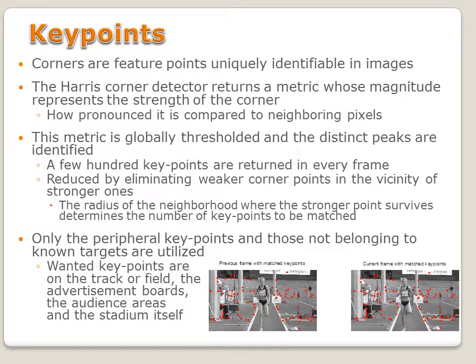We can reduce this number of key points by eliminating weaker corner points in the vicinity of stronger ones. The radius of the neighborhood where the stronger point survives determines the number of key points to be matched. We are interested mostly in the peripheral key points and those not belonging to known targets. The wanted key points are on the track or field, the advertisement board, the audience area and the stadium itself. We need to avoid key points on the bodies of the competing athletes themselves.